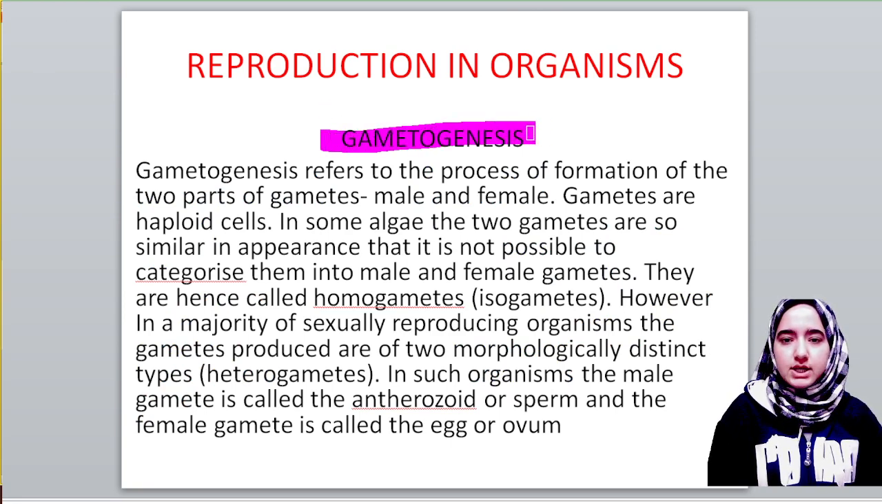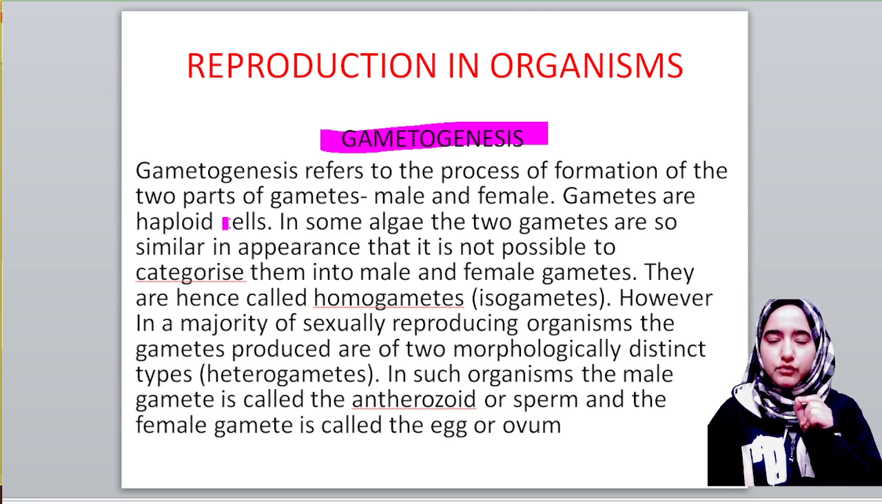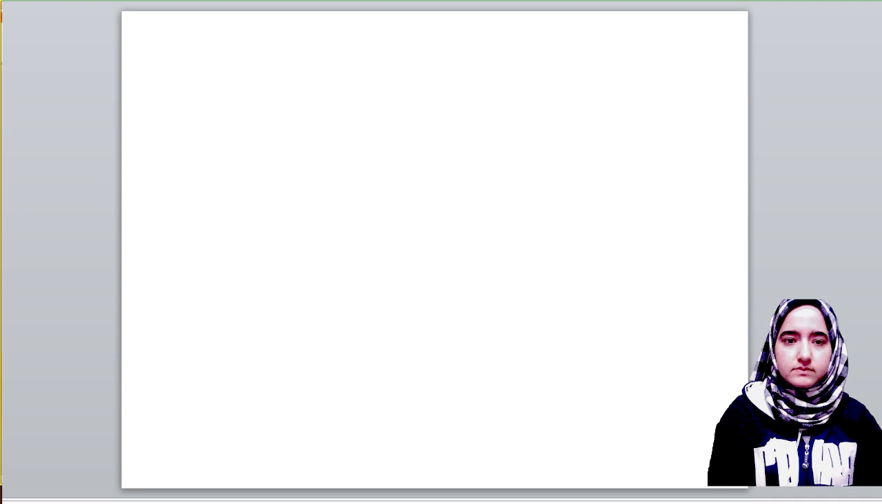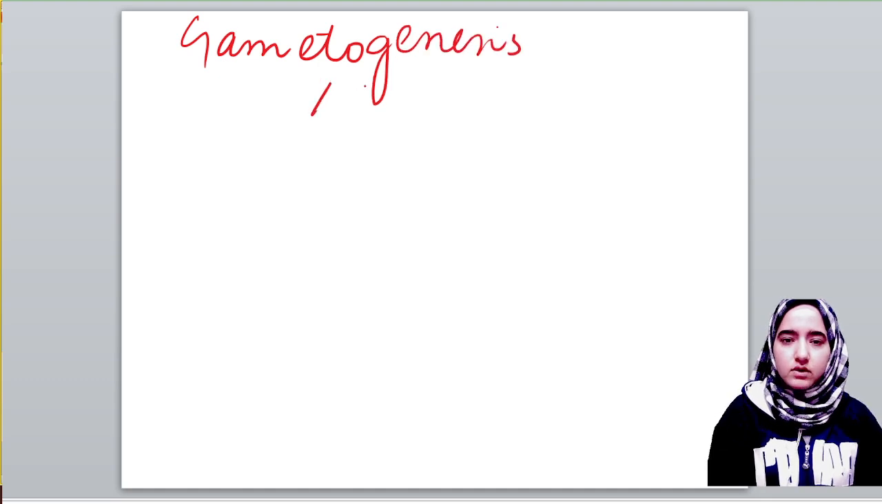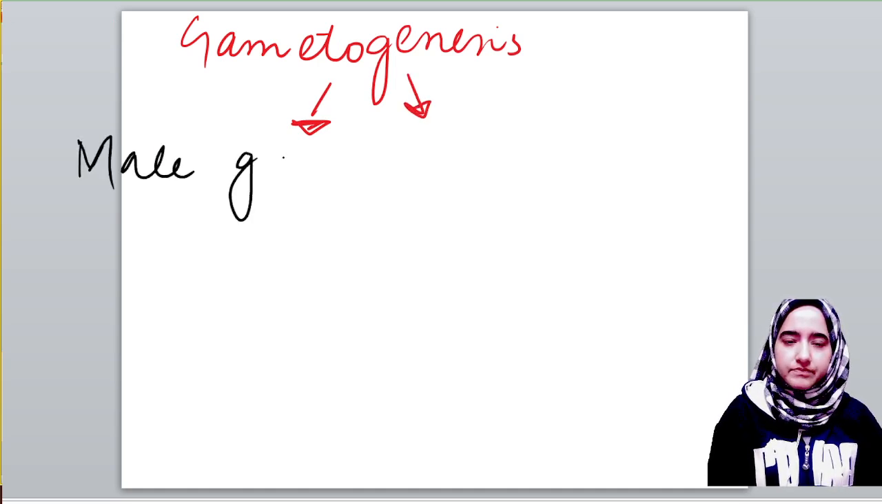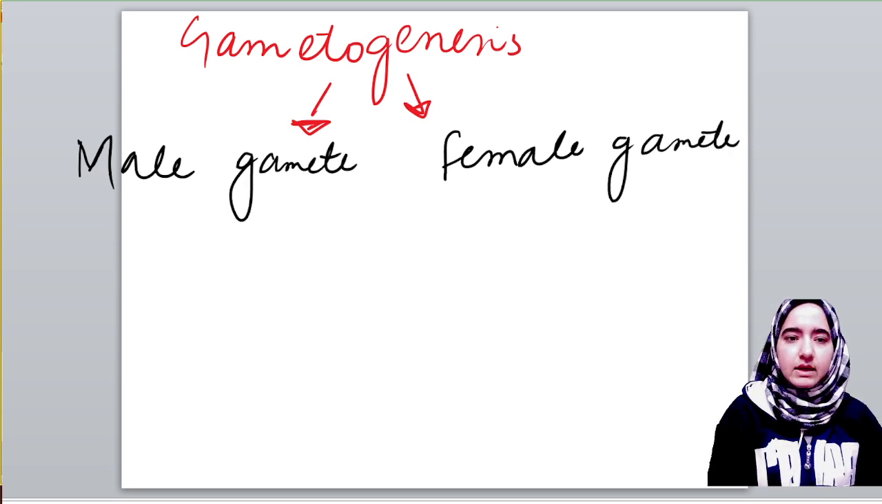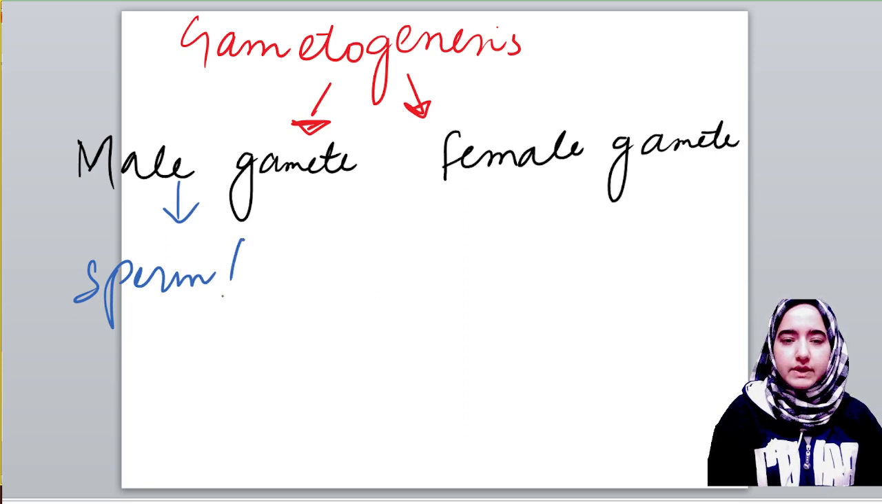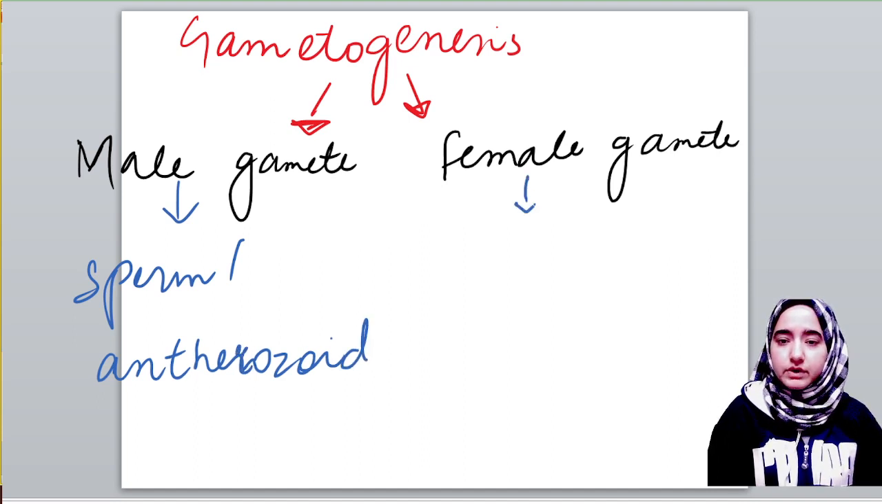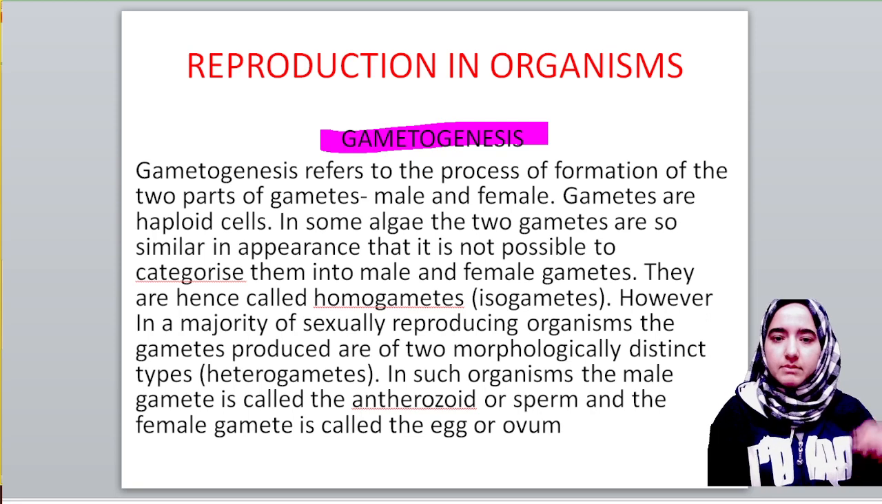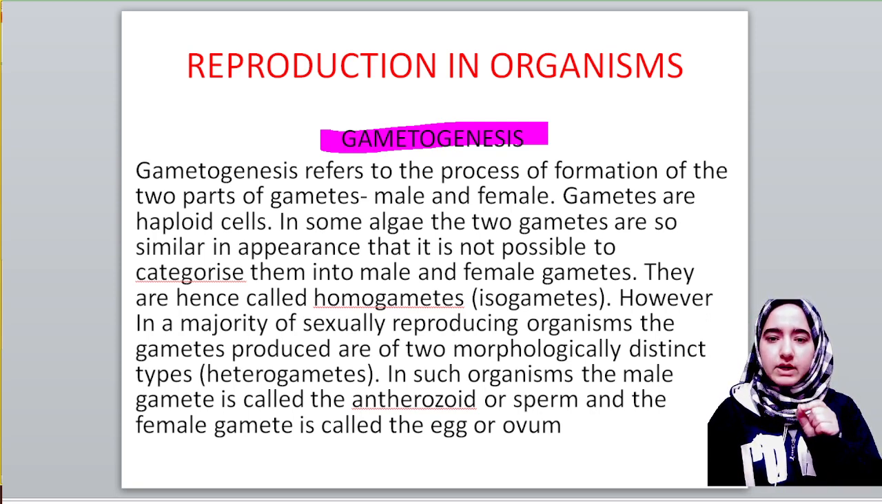Now we will see what gametogenesis is. Gametogenesis is simply the process of formation of two types of gametes. I'll write it here. Gametogenesis involves formation of two types of gametes. First one is male gamete and another one is female gamete. Male gamete is known as sperm, or another name for male gamete is antherozoid, and another name for female gamete is ovum or egg. Gametogenesis simply means formation of two types of gametes, male and female.